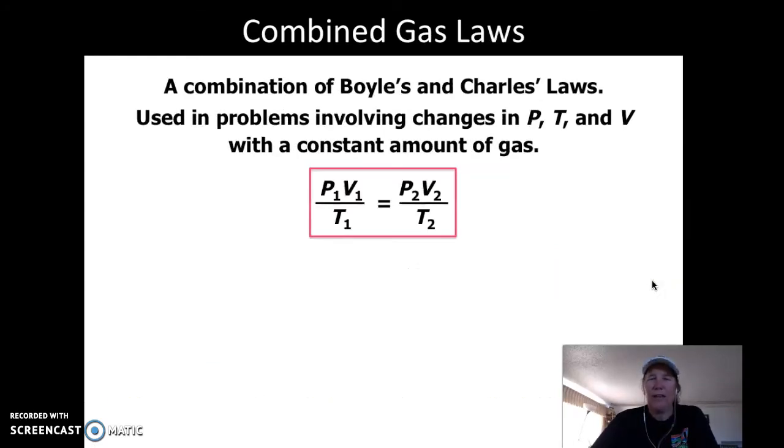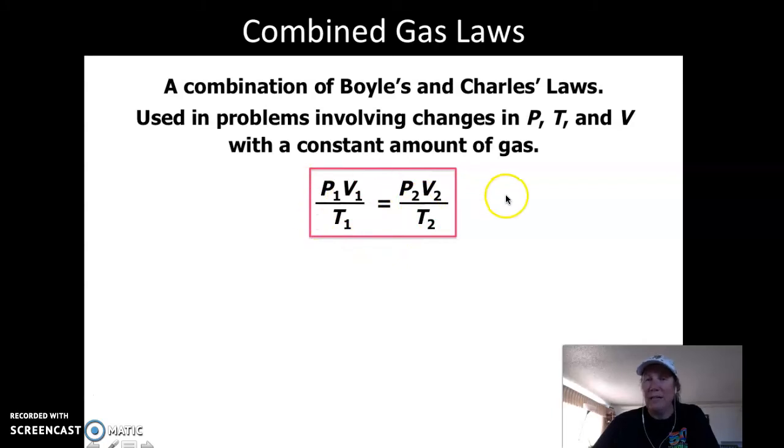Now they have combination laws. Boyle's and Charles'. Boyle's deals with pressure and volume. Charles' deals with temperature and volume. We should be able to combine them as well. If I have pressure, volume, and temperature, it combines because Boyle's law was P1 V1 equals P2 V2, and Charles' law was V1 over T1 equals V2 over T2.